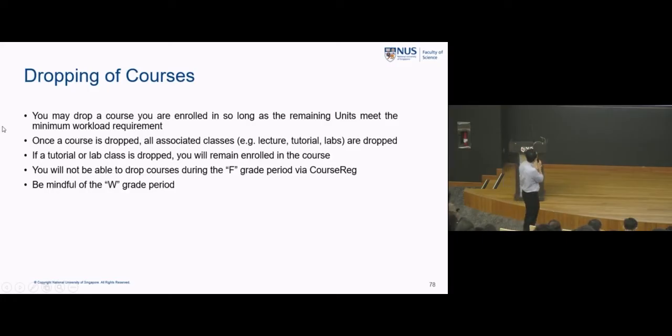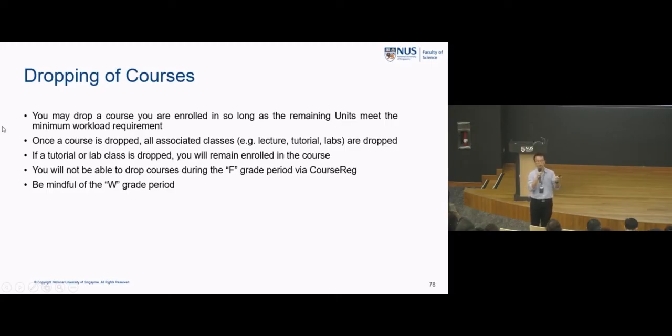Okay? So once a course is dropped, all the associated classes, lecture, tutorial, labs will be dropped for you. However, please be careful. Students have fallen into this trap before. They drop a tutorial or lab class. They say, this tutorial lab class is really too rushed for me already. I need to rush from there to here for this tutorial class. I can't, I'm always late, I'm going to drop it. And the student thought that by dropping that tutorial class means I'm dropping the course altogether. Doesn't work this way, right?